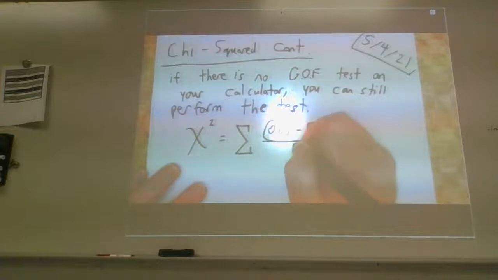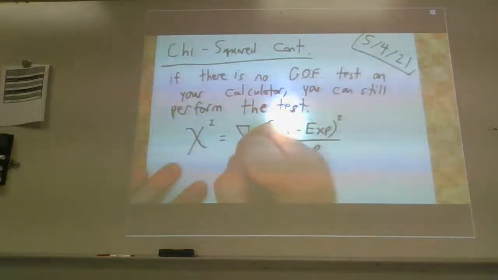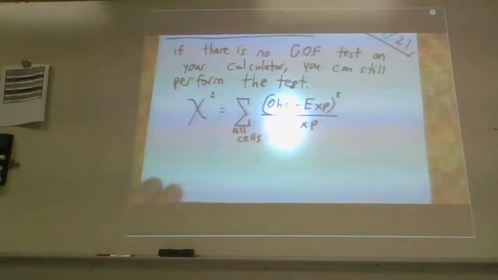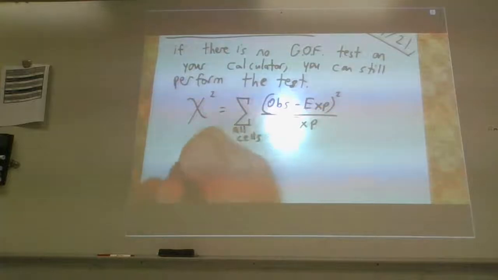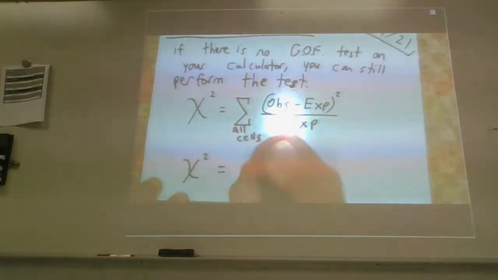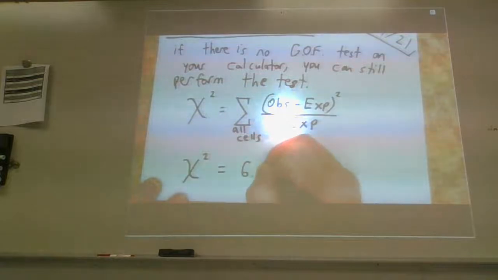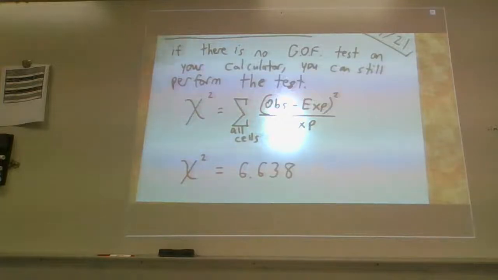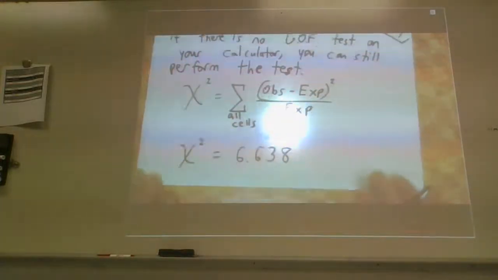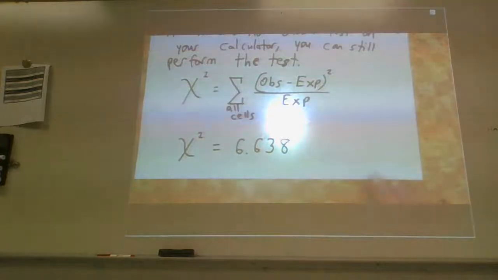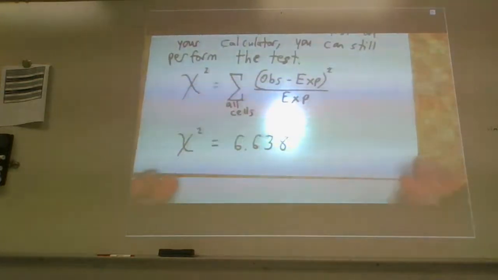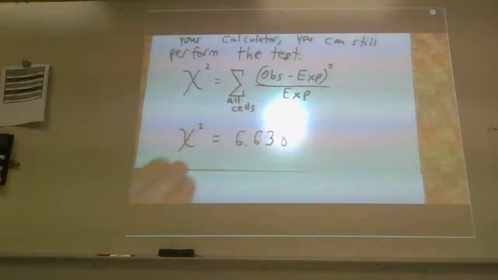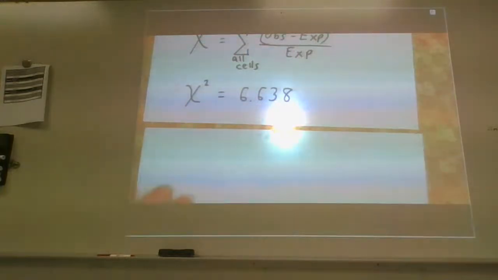You need to calculate the test statistic, which I'll write down right here for our example because this is a continuation of the problem from before. We got chi-squared is equal to 6.638 approximately. That is the number that we got on the calculator. From there, we are going to have to calculate a chi-squared CDF.